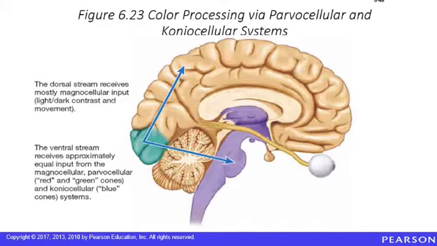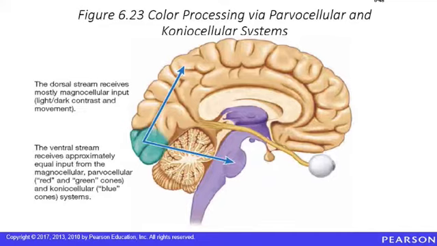The ventral stream is known as the what stream. The ventral stream is important in our ability to identify objects, for example, and this ventral stream also receives about equal input from the magnocellular, parvocellular, and koniocellular systems.